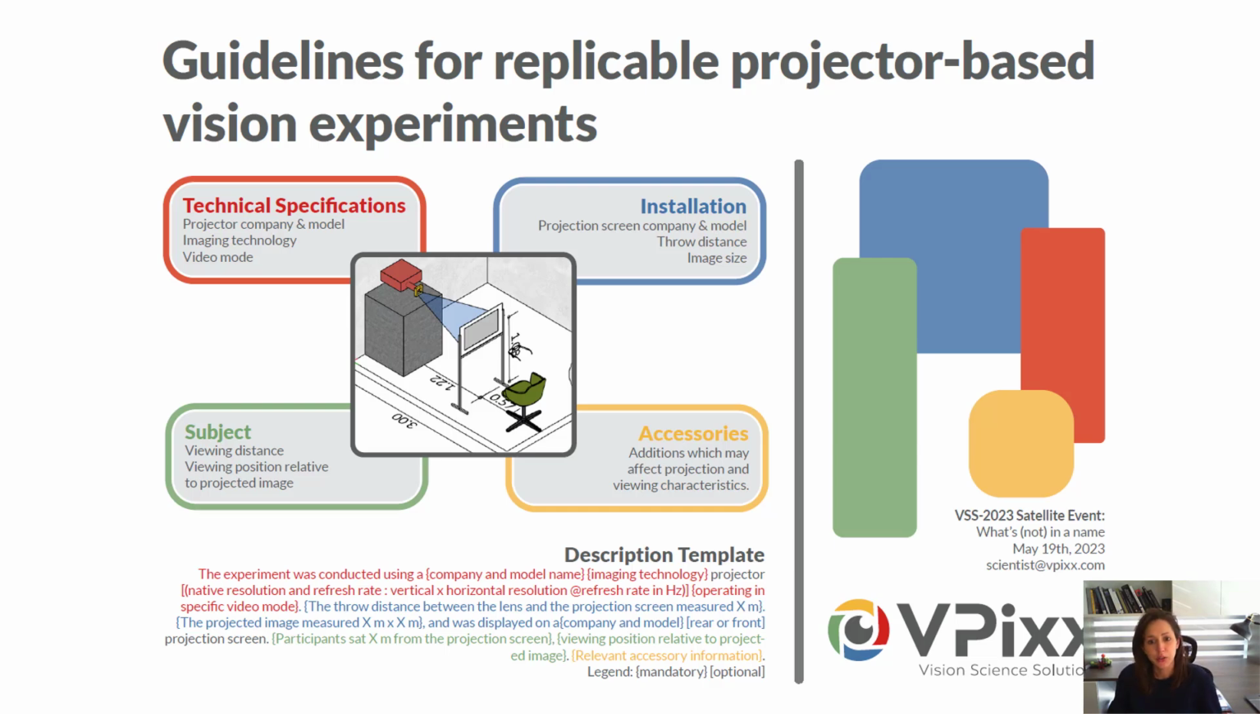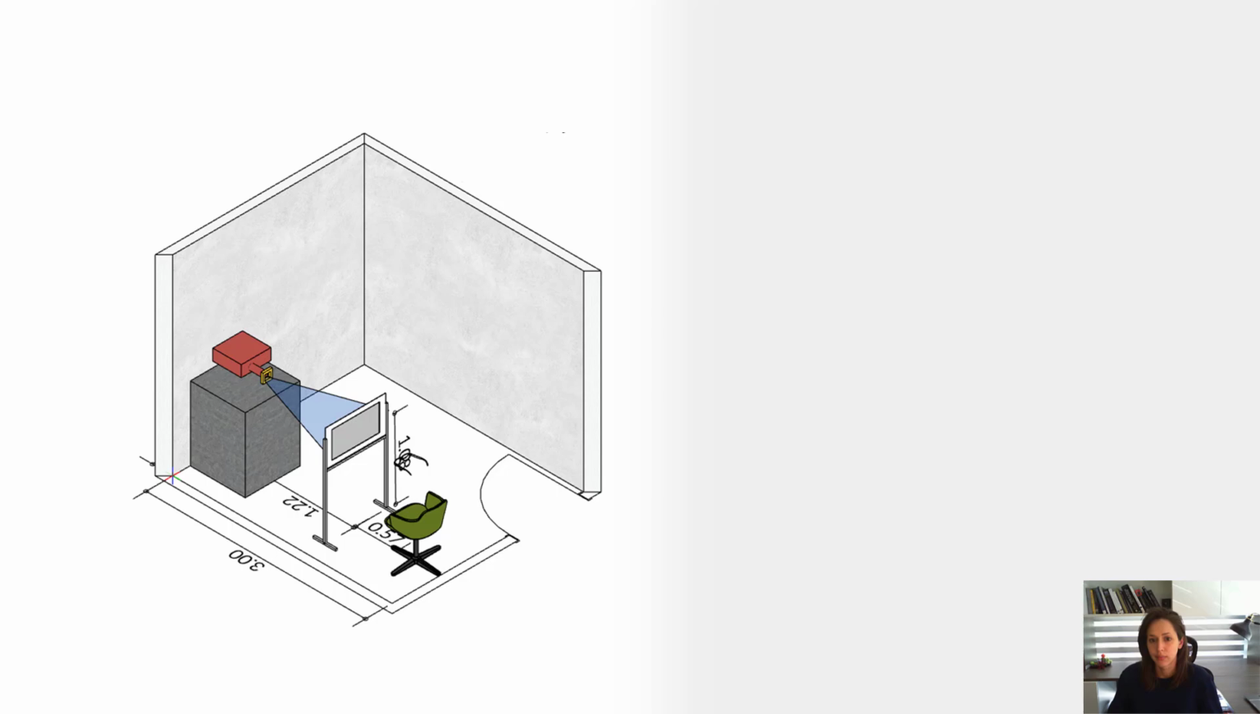These guidelines encourage you to document 4 aspects. First, the technical specifications, then the installation details, the subject-specific details, as well as the accessories, any additions that may affect the projection and viewing characteristics. This reference sheet also includes a description template suggesting how to formulate this information in a compact way. If we revisit the projection system we discussed during the presentation, the key details would look like this.